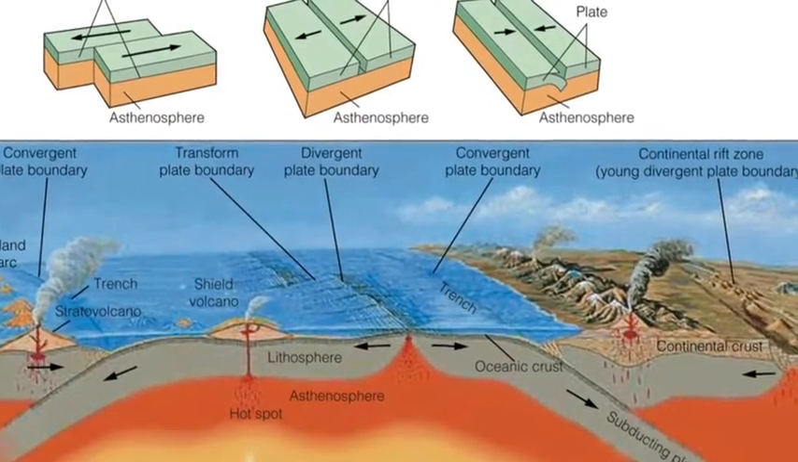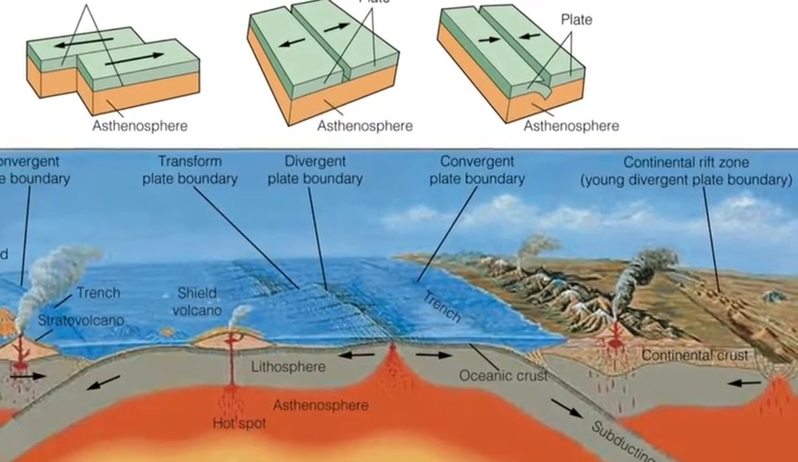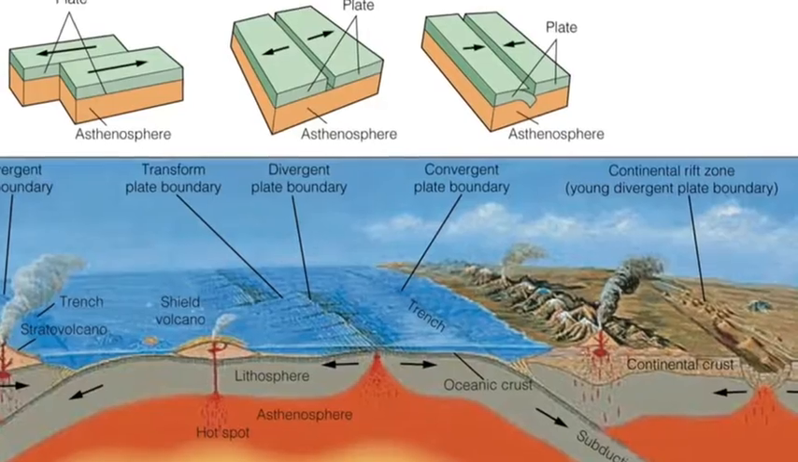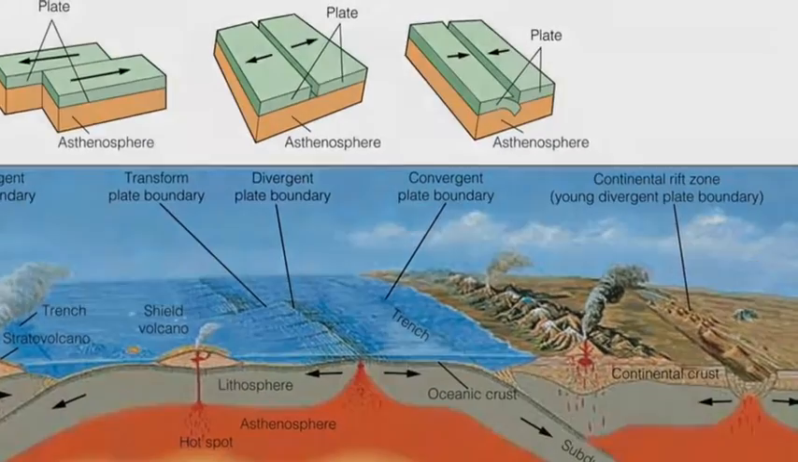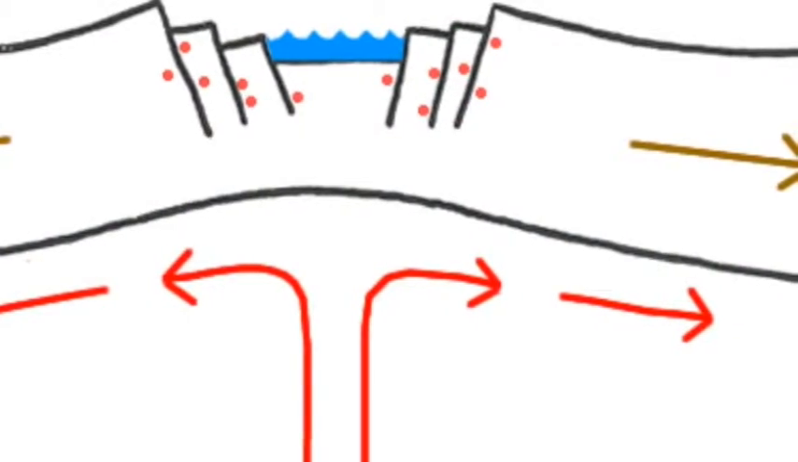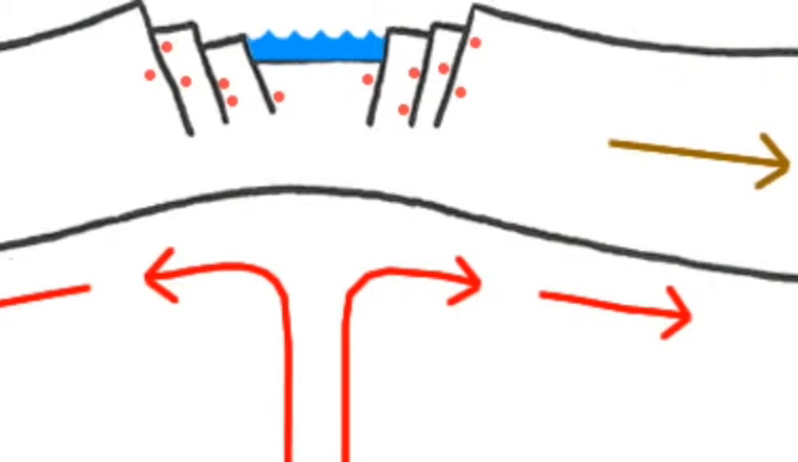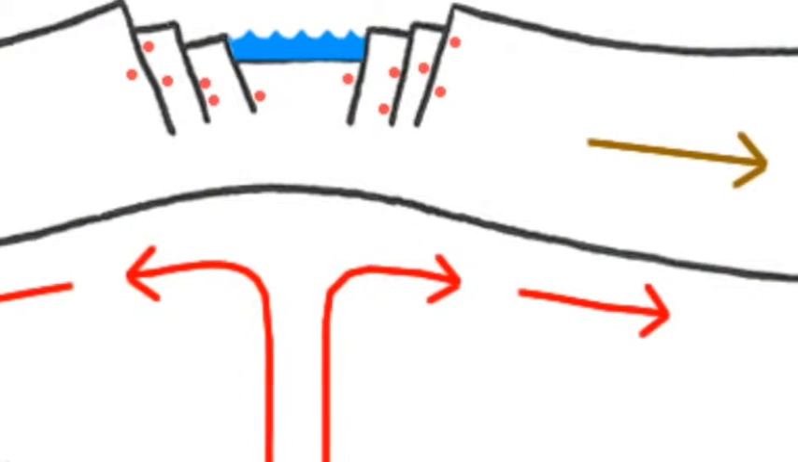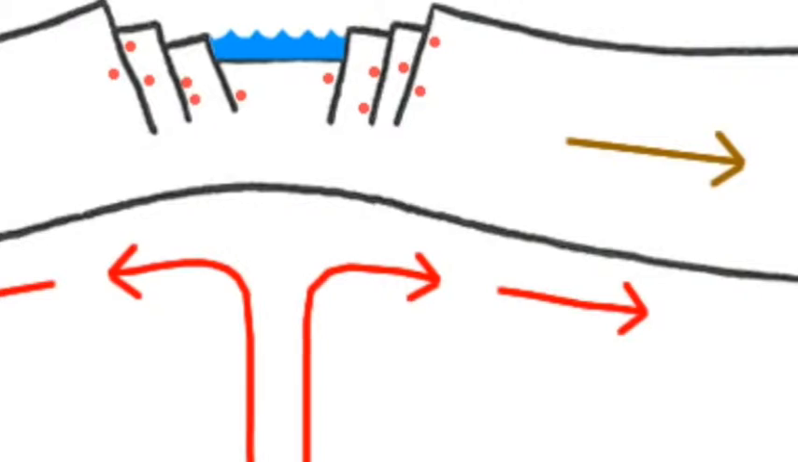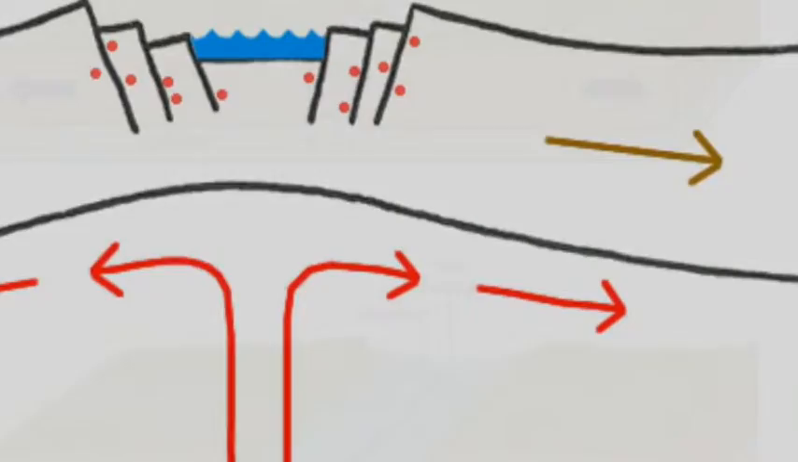This picture shows you the three main types of plate tectonics: 1, divergent, 2, convergent, 3, transform boundaries. A divergent plate movement is when two plates move away from each other. This movement causes magma to rise through the mantle, then solidify and form new crust.